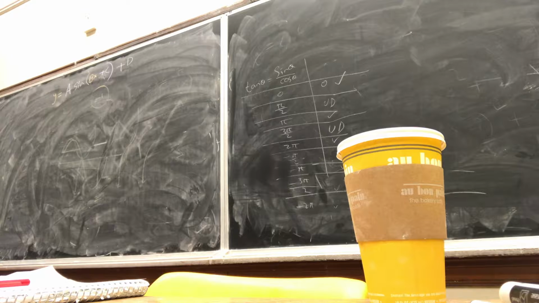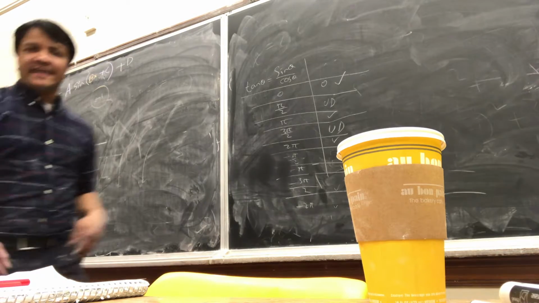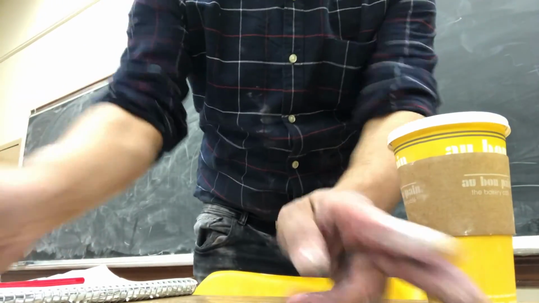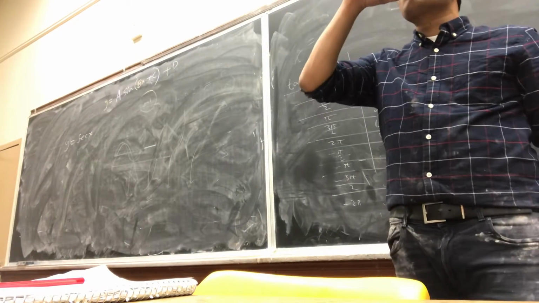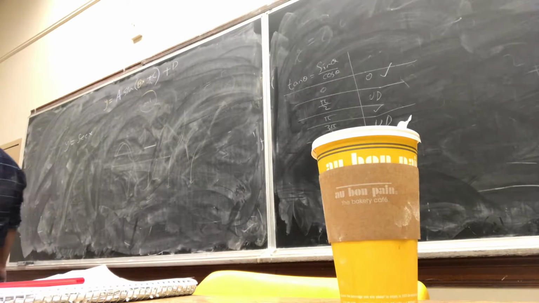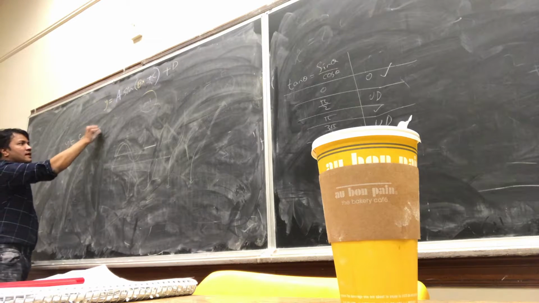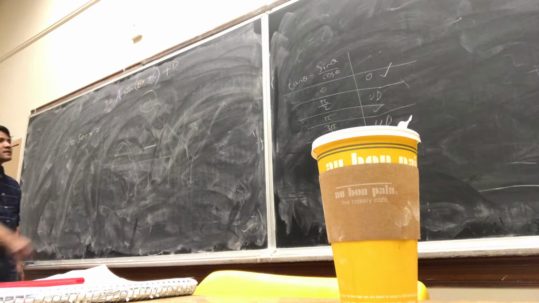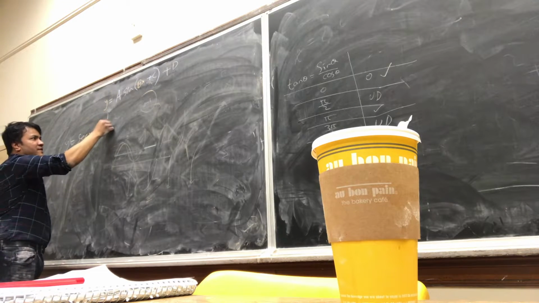Okay, we're gonna do the secant and cosecant. y is equal to secant x and y is equal to cosecant x. First, let's do secant x. Secant x is not 1 over sine. It's 1 over cosine x.